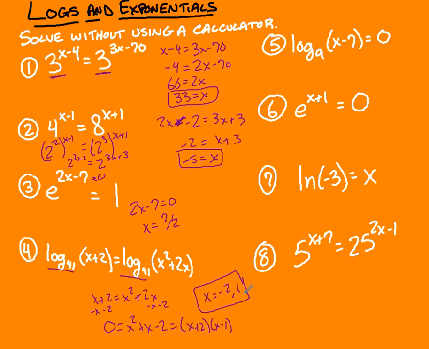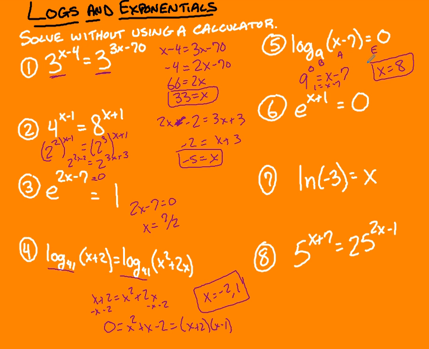In number 5, log base 9 of x minus 7 equals 0. I'm going to rewrite this as an exponential. Remember, BAE. So 9 to the 0th power equals x minus 7. Well, what is 9 to the 0th power? 9 to the 0th power is just 1. So that means this becomes 1 equals x minus 7. Add 7 to both sides, and that gives you x equals 8.